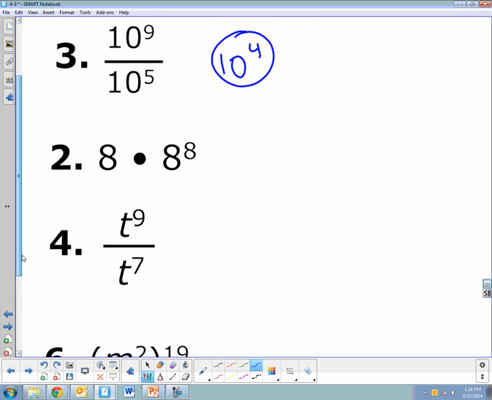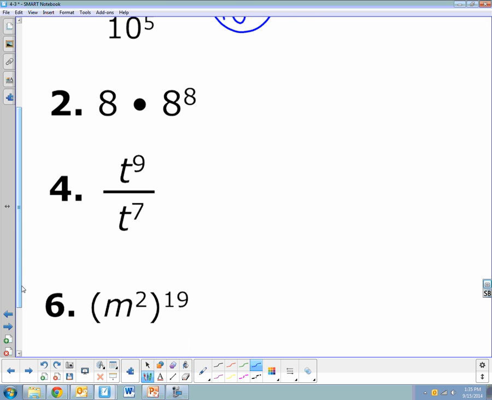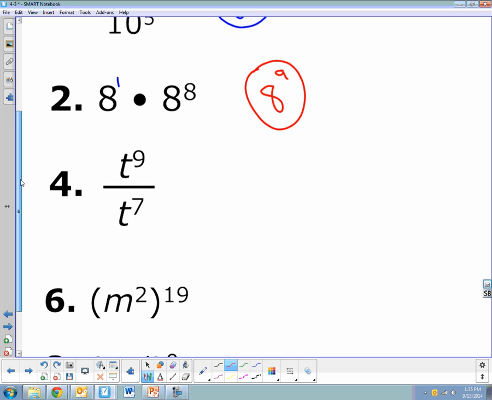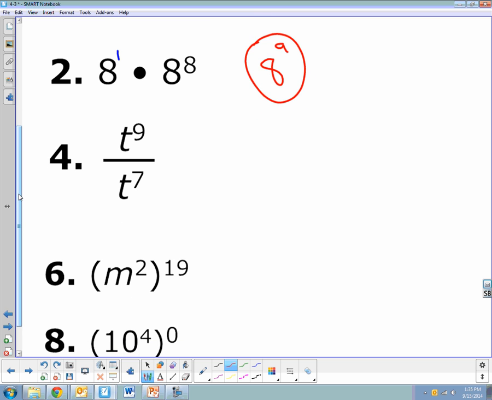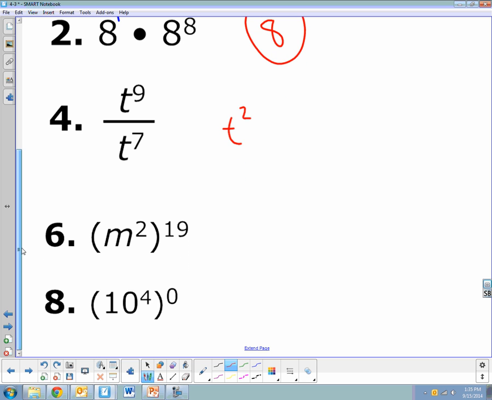For number 2 down here, it's a little bit backwards. That's all right. For number 2, 8 times 8 to the 8th power. Again, there's always a little 1 there, even though we don't always write it. So if we add those exponents together, 8 to the 9th power. Don't forget about that little 1 exponent that doesn't always show up. Fourth problem, again, we're dividing, same base, t and t. And so if we subtract 9 minus 7, that's going to give us t to the 2nd power, t squared.